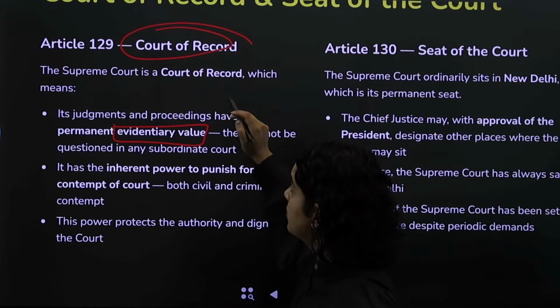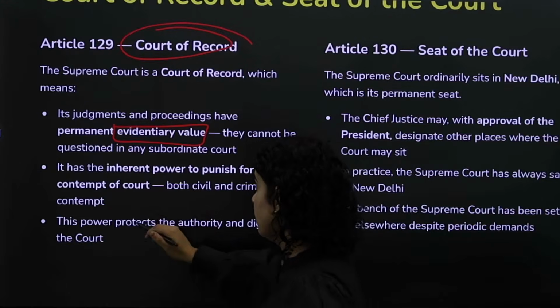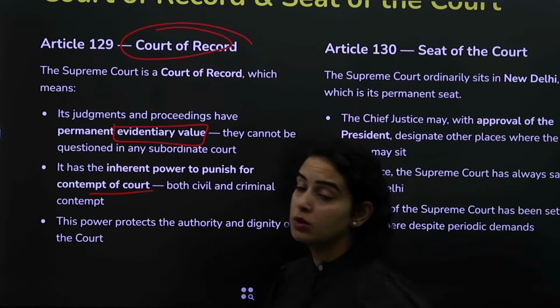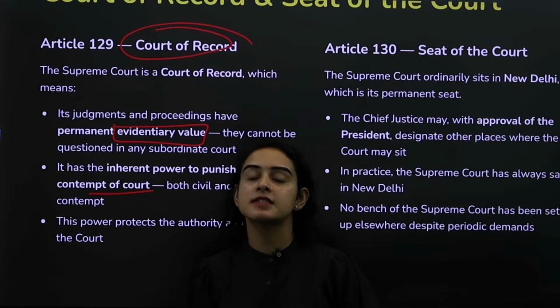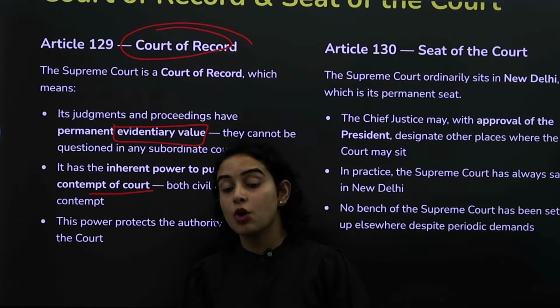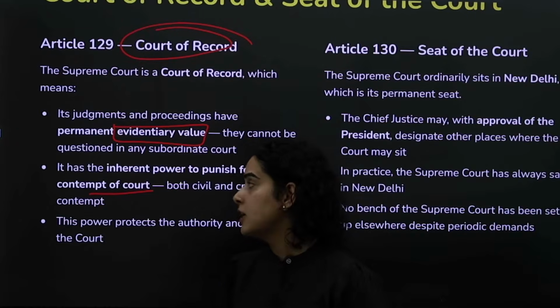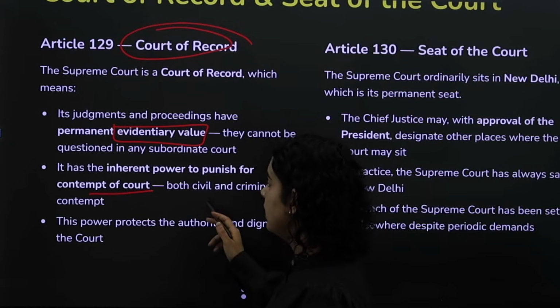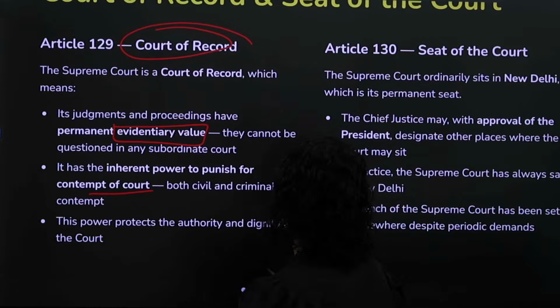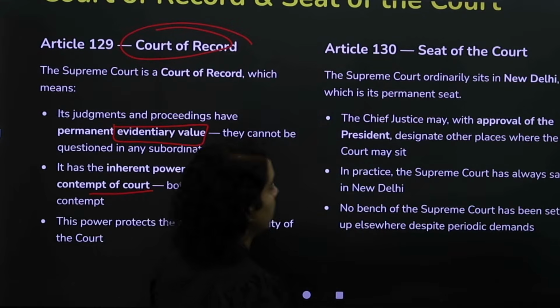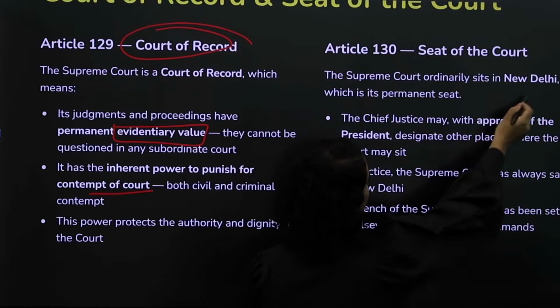Secondly, the Supreme Court has the power to punish for its contempt, right? Contempt basically means disrespecting the court or not obeying the court, right? So if there is any situation where the court is held in contempt, the person can be punished, okay? All right, now the seat of the court is going to be New Delhi.